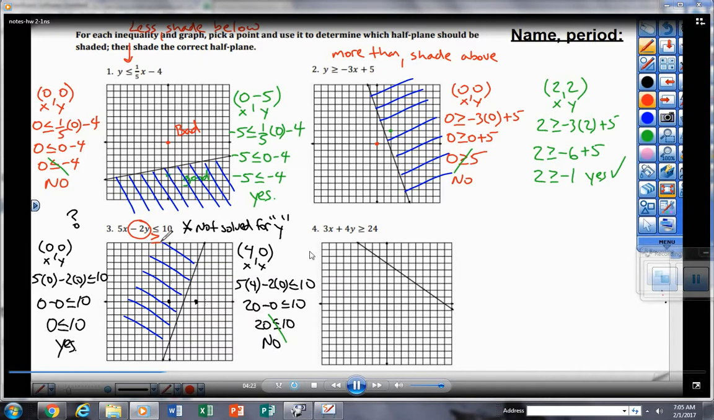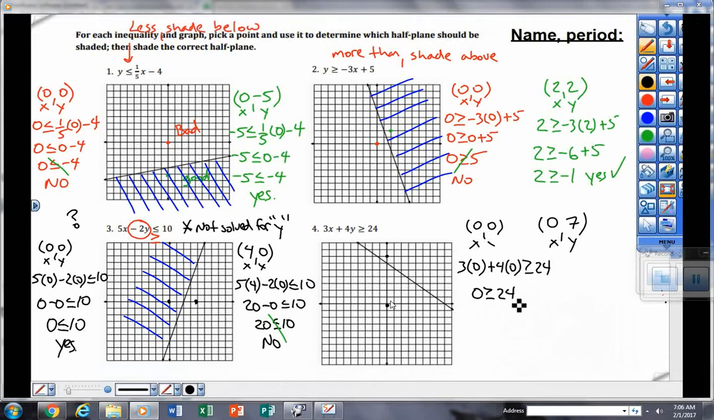When I do number 4, looking at it, again, not solve for y, but because you're smart, you know you'll be dividing by +4, so you know your inequality is probably going to remain more than, so above will probably be good. But here we go. Plug in 0, 0, plug in 0, 7. 0, 0 below the line gives me 3 times 0 plus 4 times 0 greater than or equal to 24. That is a false statement. 0 is not greater than 24.